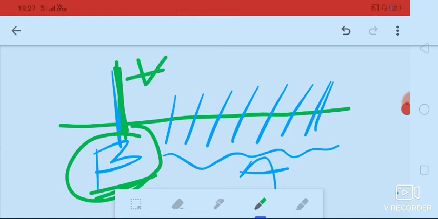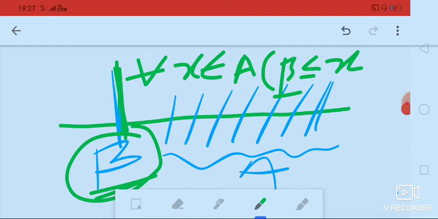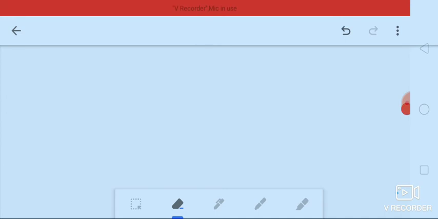So for all x belongs to A, x is greater than or equal to beta, so beta is less than or equal to x. Again we see whether this beta is unique or not.